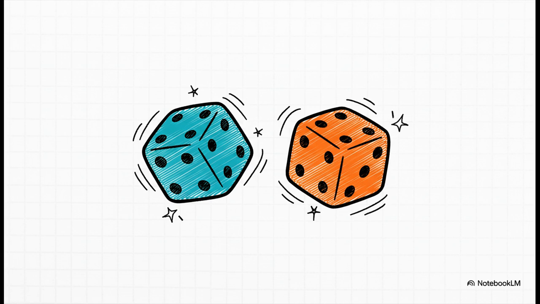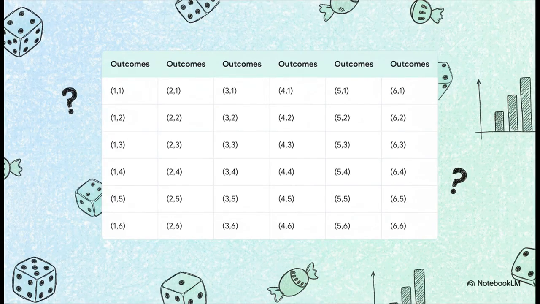Let's just imagine we're rolling two normal six-sided dice. And here it is. This grid is our map. This is what we call the sample space. Each of these 36 little squares represents one unique outcome, from rolling a 1 and a 1 all the way down to a 6 and a 6. And since the dice are fair, every single one of these 36 outcomes is equally likely. That gives each one a probability of 1 in 36.